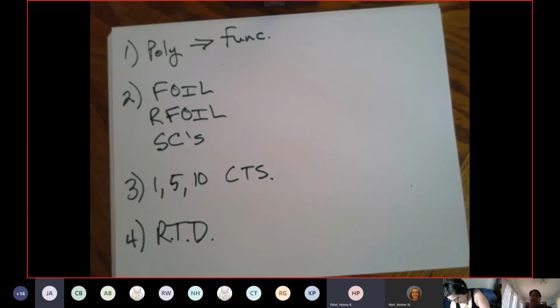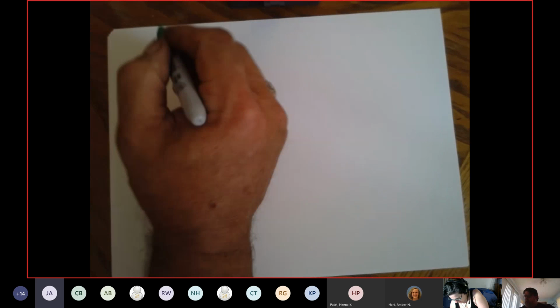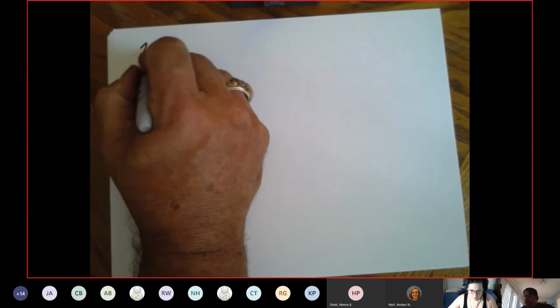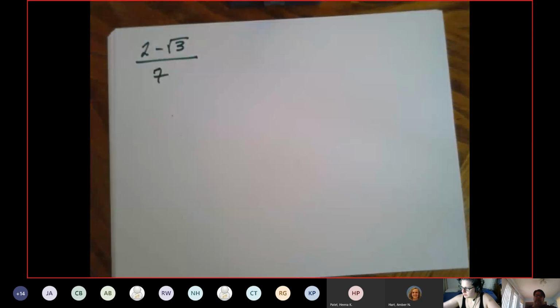Yes, you can rationalize the numerator, and in some calculus classes, you will do that. Give you an example right quick. 2 minus the square root of 3 over 7. And let's say you wanted to get rid of the radical in the numerator. Again, you would do it due to limits. You do this also in differential equations. You remove the radical from the numerator.